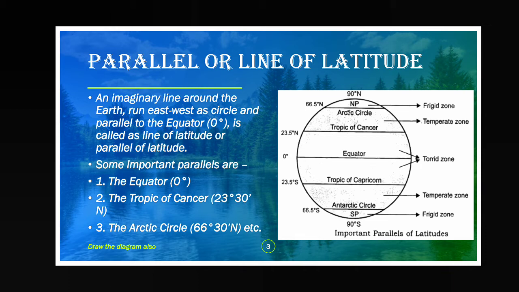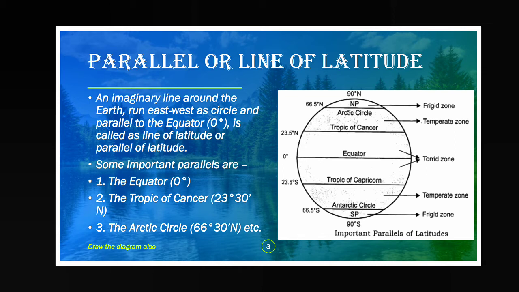Who are they? 0 degree means equator, 23 degree 30 minute north means Tropic of Cancer, 66 degree 30 minute north, Arctic Circle. Now come to the southern hemisphere: 23 degree 30 minute south, Tropic of Capricorn, 66 degree 30 minute south, Antarctic Circle. These are the important parallels, but it does not mean that these are the only parallels we can draw. Clear? Now come to the next.